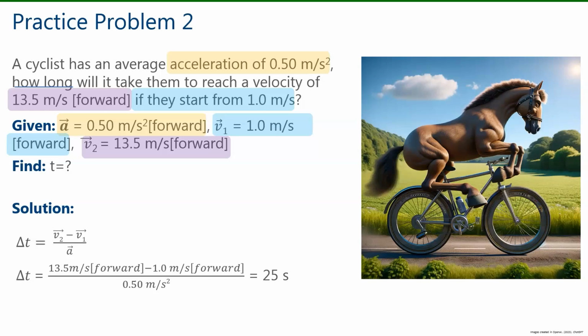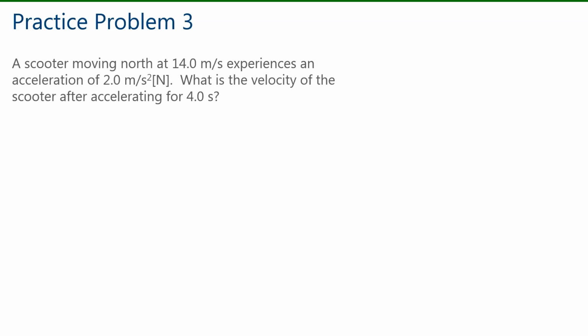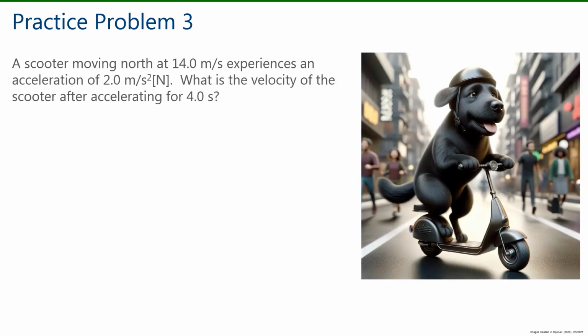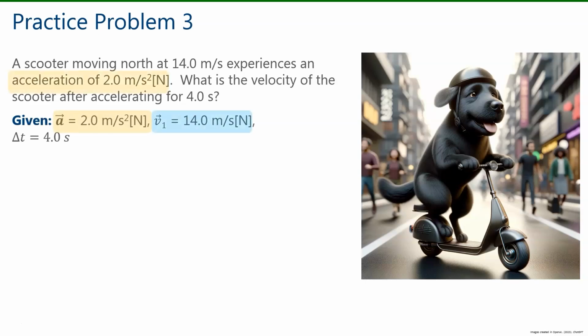Let's try another problem. A scooter moving north at 14.0 meters per second experiences an acceleration of 2.0 meter per second squared north. What is the velocity of the scooter after accelerating for 4.0 seconds? Our first step is to pick our given information from the problem. We're given that the acceleration is 2.0 meters per second squared north. We're given that the initial velocity is 14.0 meters per second. And even though it doesn't say velocity, I know this is velocity because of the units, meters per second. And we're given the time is 4 seconds.